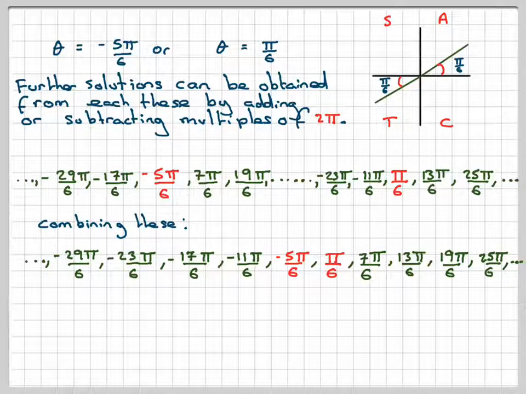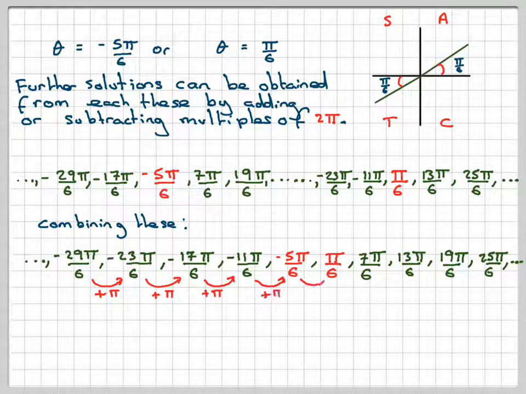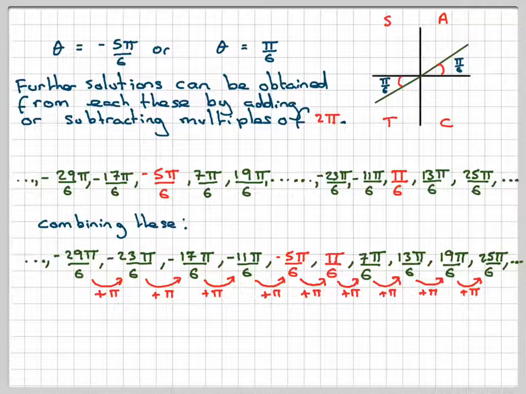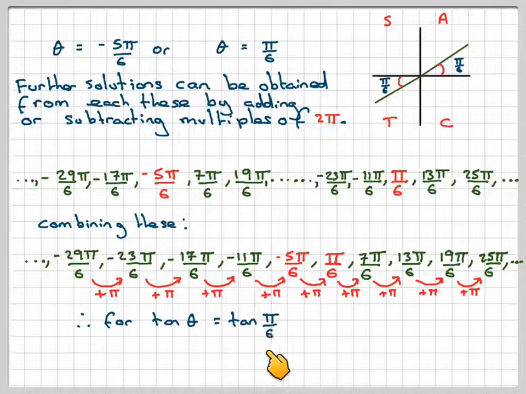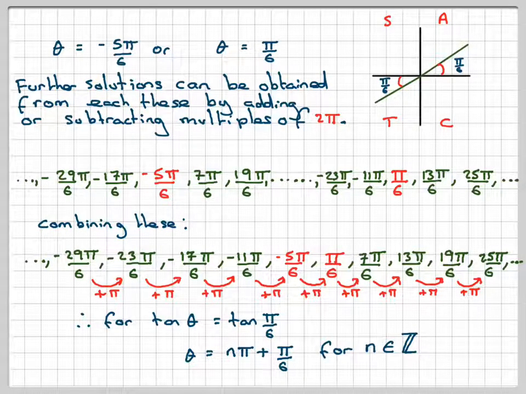So we can come up with a way of writing them all down, and we will notice that we go from one to the other by adding pi each time. And that makes sense because tan theta repeats itself after pi radians. Now for tan theta = tan(pi/6), we're going to get that theta is some multiple of pi plus pi/6. So this will be the base angle, the first angle we get here. When n is 0, obviously we get that solution pi/6. n has to be an integer, positive or negative.